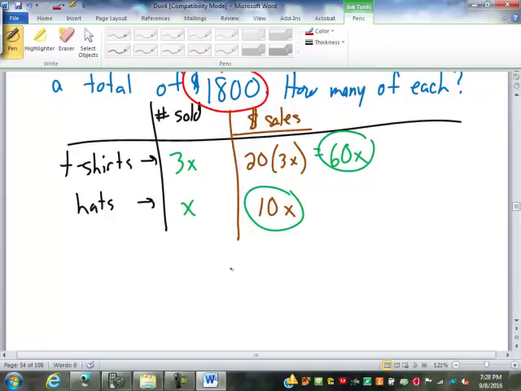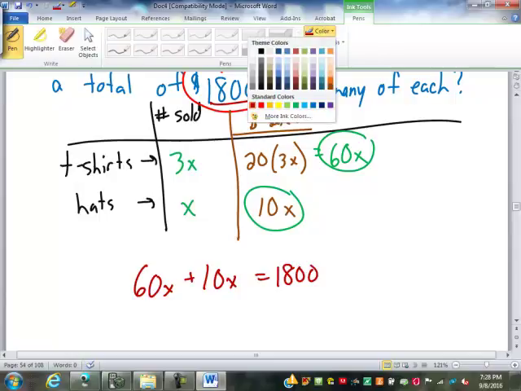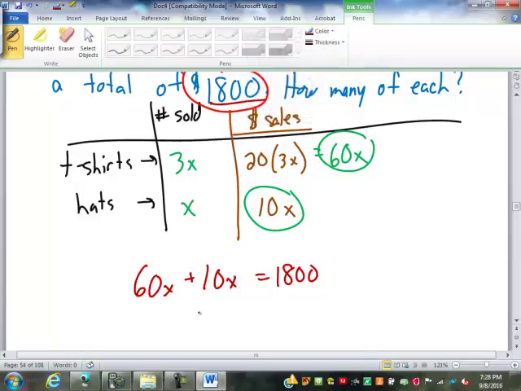They add up to 1,800, right? 60X plus 10X adds up to 1,800. Now what? I screwed this up, by the way. That's okay, we'll keep going.